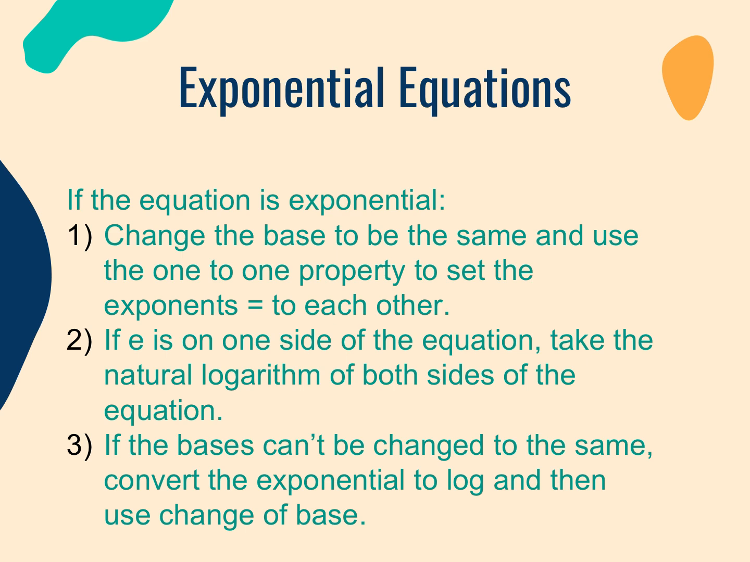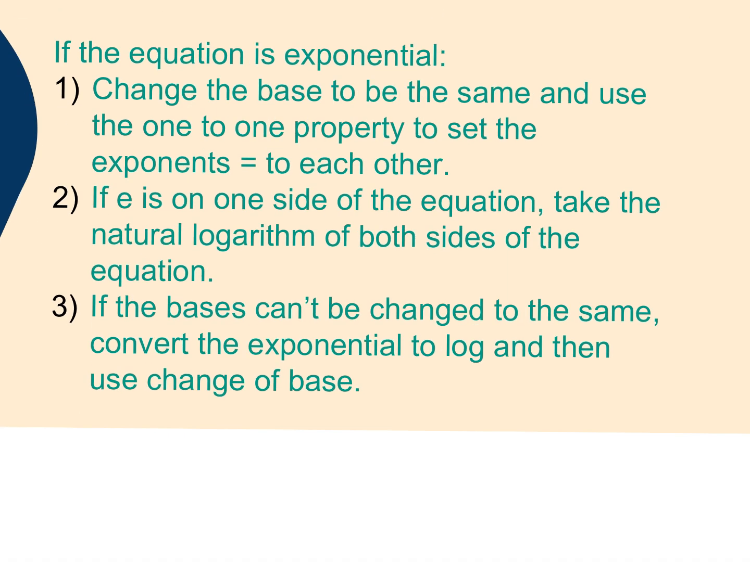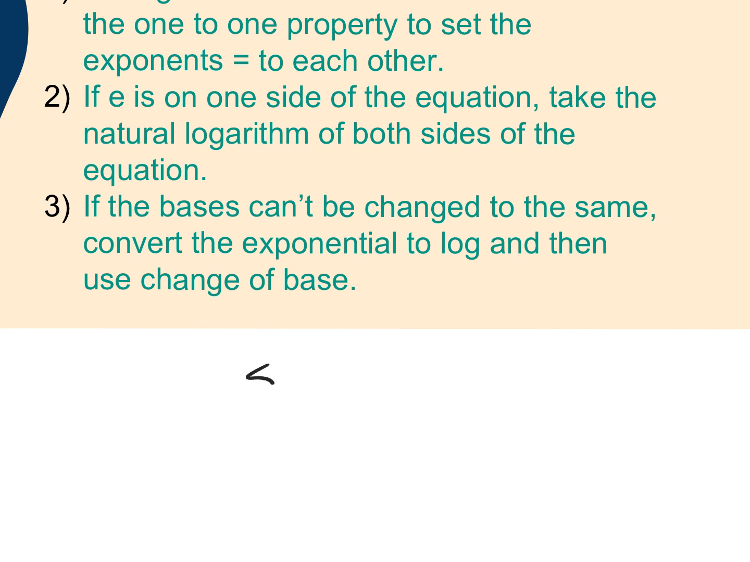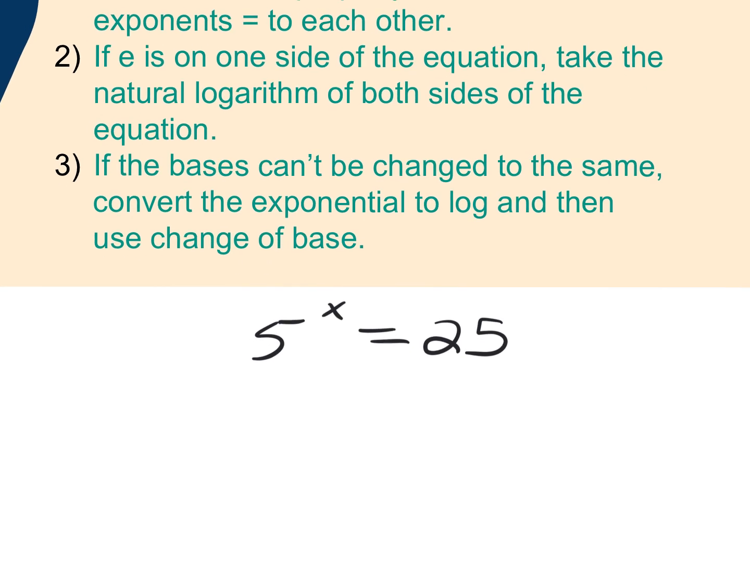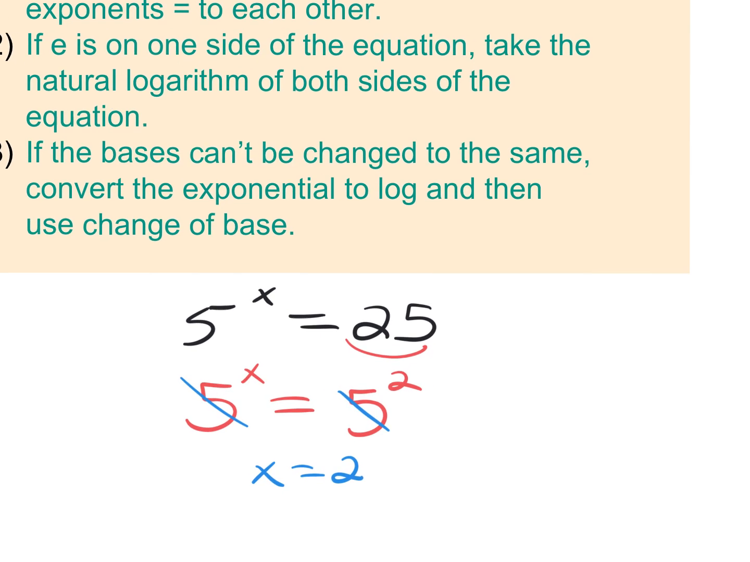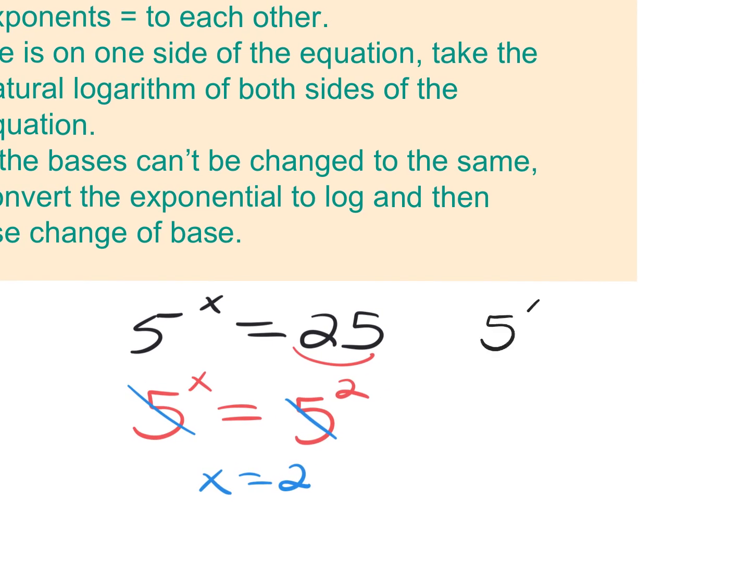So for example, let's say I gave you something like 5 to the power of x equals 25. This is back when we first learned about exponentials and doing the one-to-one property. I can solve for x by changing the 25 so it has the same base. I could change this to a 5 squared. And now the bases are the same. Get rid of the 5 and x equals 2. However, if you were given something like 5 raised to the x power equals 35, I can't change 35 so it has a base of 5.